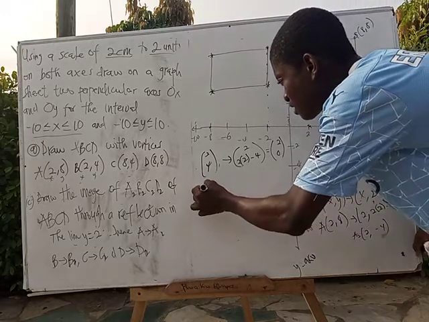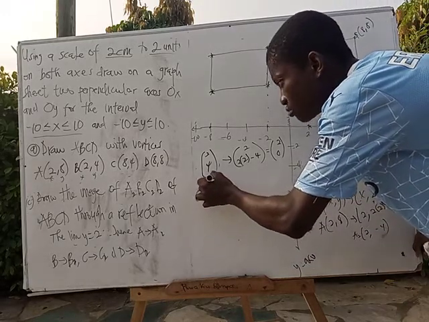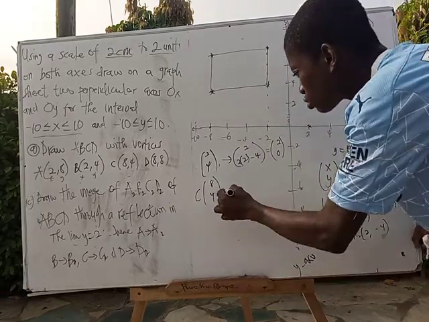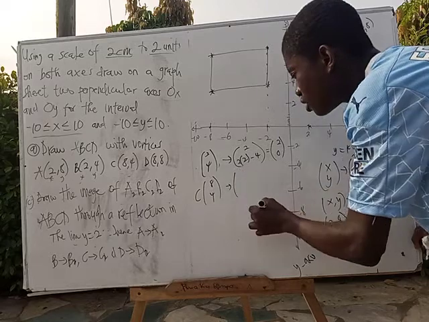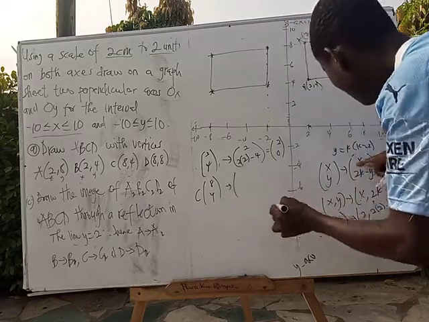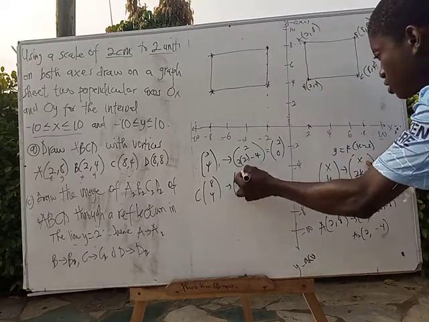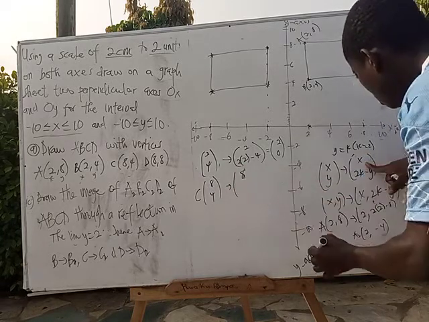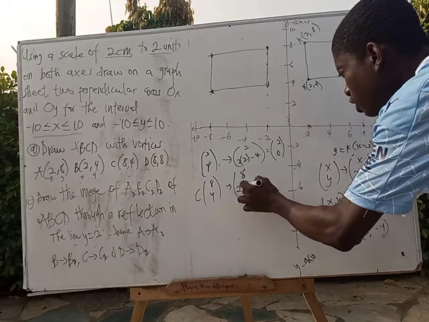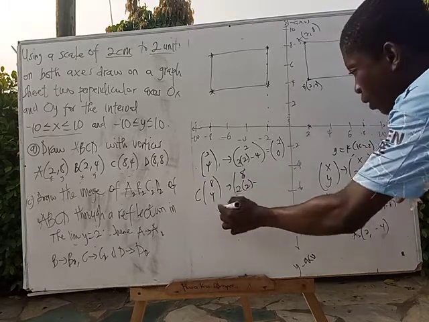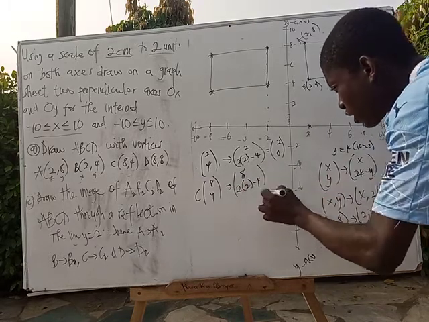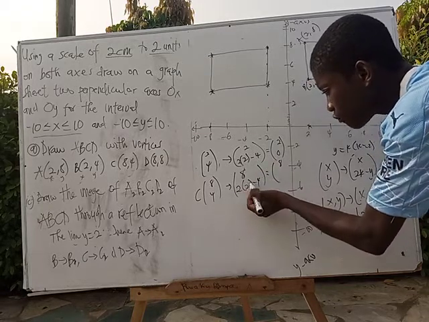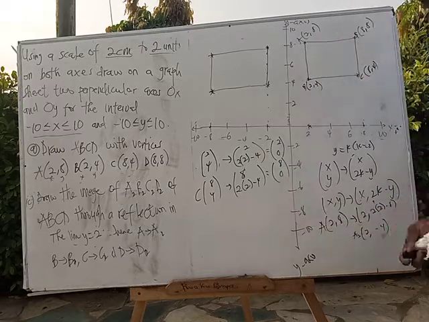Now let's take C. Our C is (8, 4). We maintain the x, so we have 8, then 2k, k is 2, minus y, the y is 4. 2 times 2 is 4, 4 minus 4 is 0, so C2 is (8, 0).